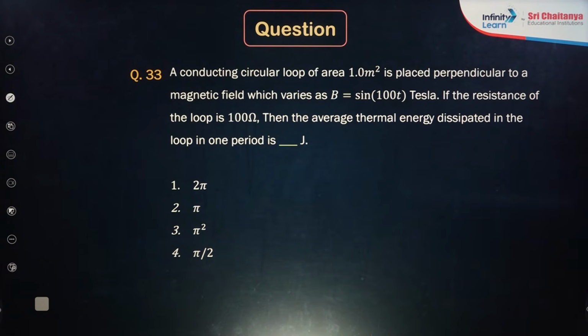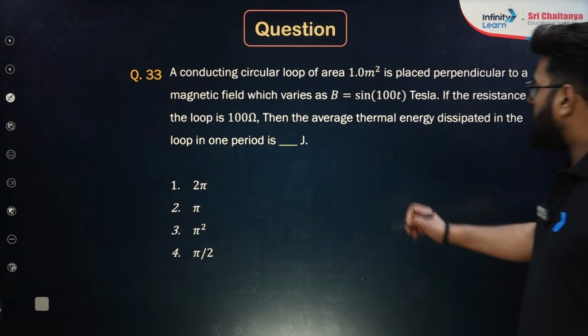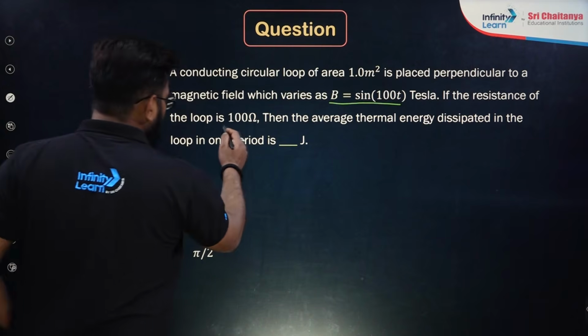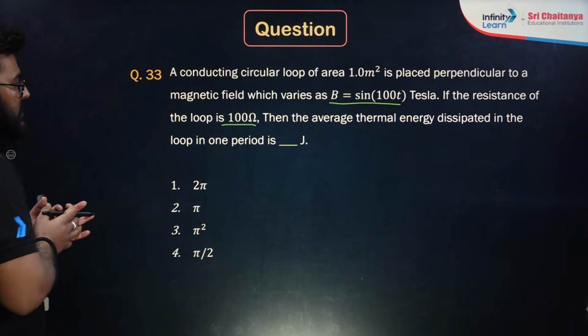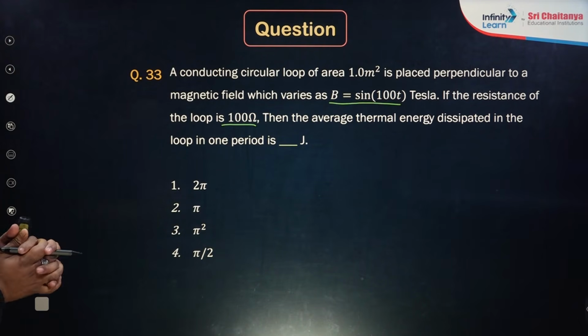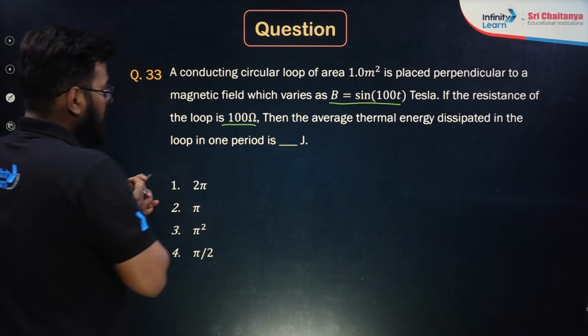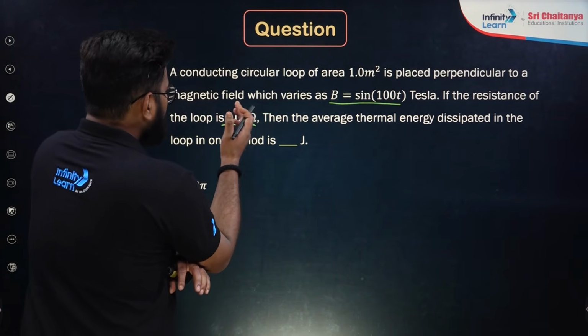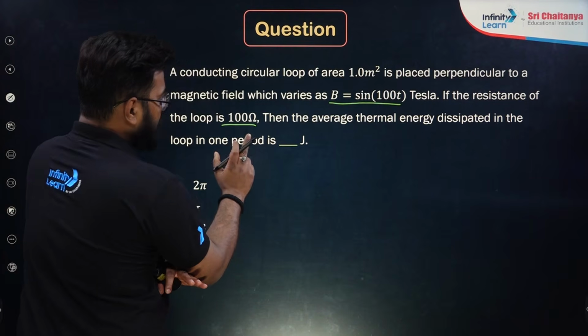A conducting circular loop of area 1 meter square is placed perpendicular to a magnetic field which varies as B equals sin 100t Tesla. If the resistance of the loop is 100 ohm, then the average thermal energy dissipated in the loop in one time period is. No problem. First of all, there is a flux change which is happening, right?